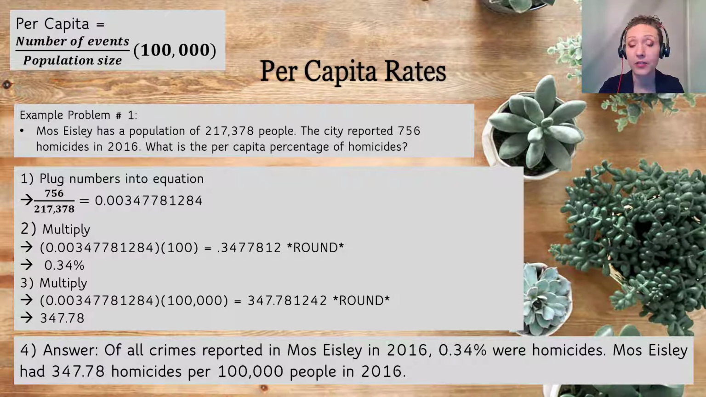So our final answer for this question is, of all crimes reported in Mos Eisley in 2016, 0.34% were homicides. Mos Eisley had 347.78 homicides per 100,000 people in 2016.